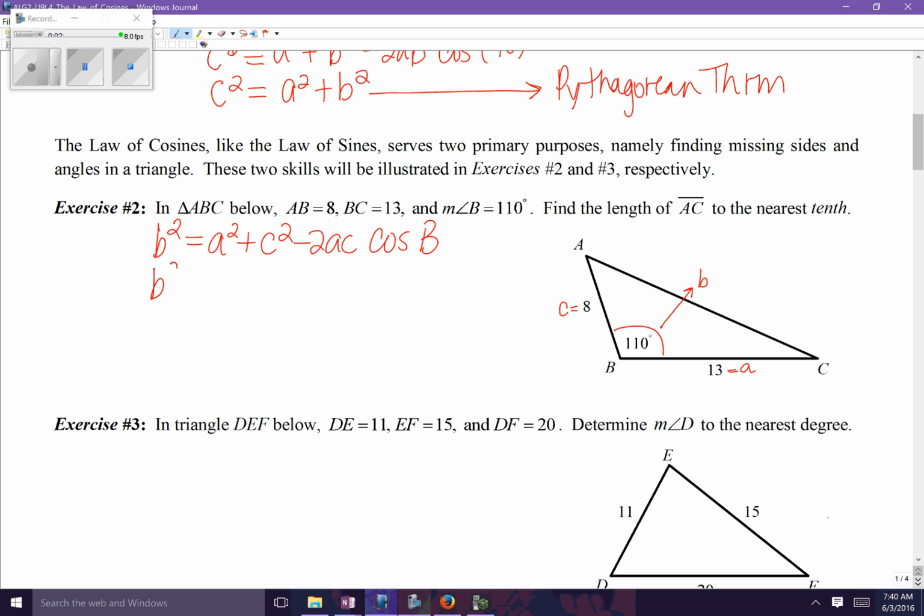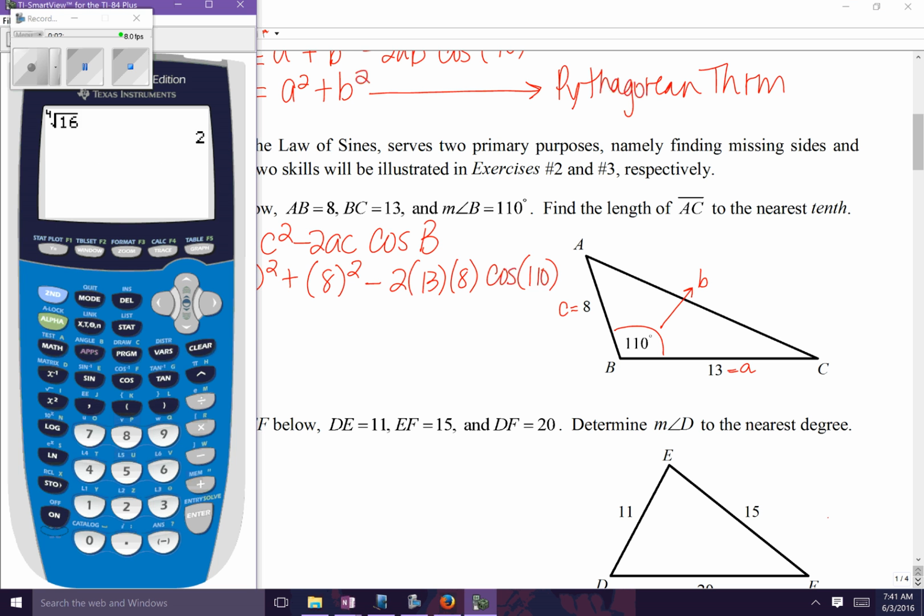All right, so I don't have my b value. a squared is going to be 13 squared plus my value for c. I'm just going to go ahead and substitute in here. The nice thing about this one is on the right-hand side of this equation, there are no variables, so I can go ahead and use my graphing calculator and put all those values in. So we have 13 squared plus 8 squared minus 2 times 13 times 8 times cosine 110. You want to make sure that your calculator is in degree mode.